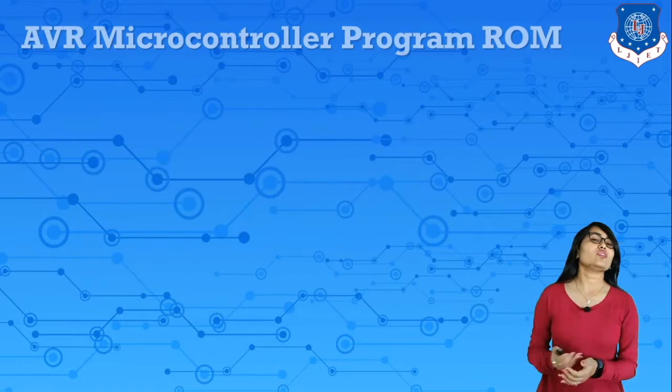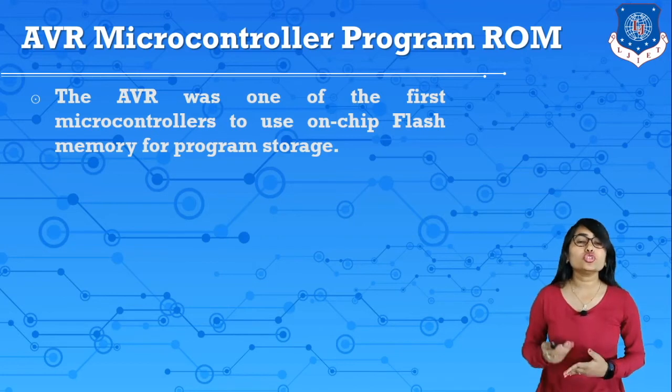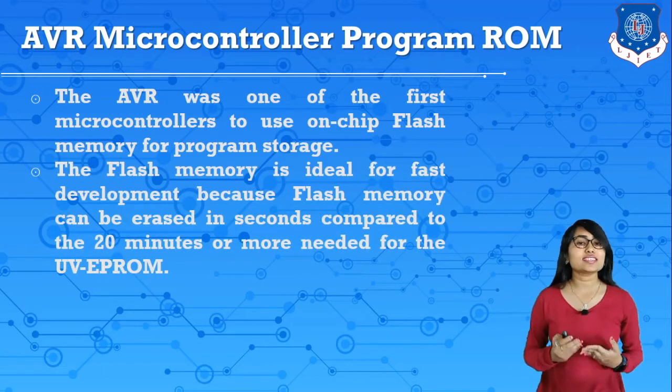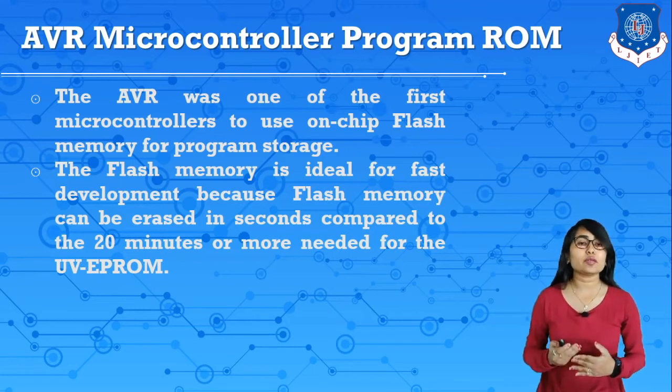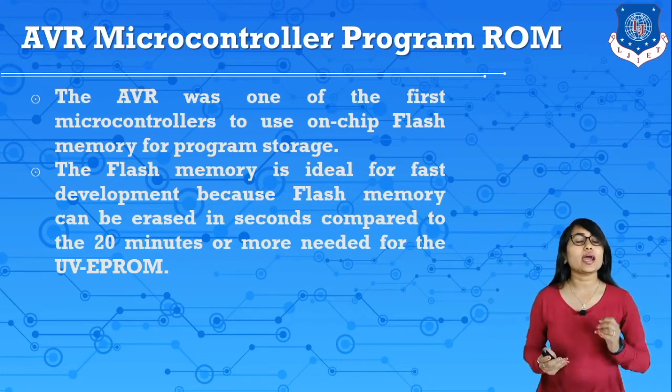This AVR was one of the first microcontrollers to use on-chip flash memory for program storage. The flash memory is ideal for fast development because flash memory can be erased in seconds compared to the 20 minutes or more needed for the UV EPROM. So flash memory is basically used in an AVR microcontroller as the program ROM.